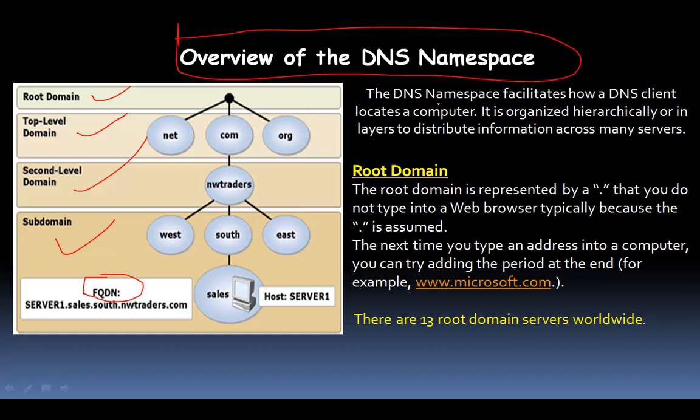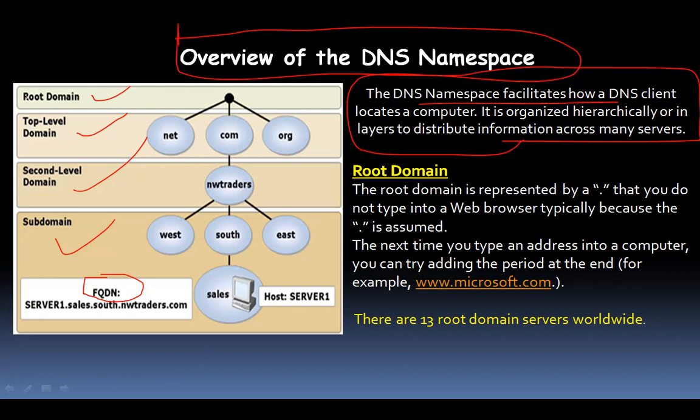So guys, the DNS namespace facilitates how the DNS client locates a computer. It is organized hierarchically, in layers, to distribute information across many servers. I told you in the first topic itself, what is DNS? It is a hierarchical database. So this is a hierarchy. I hope it is now clear to you how it is structured. We will try to understand everything here one by one.